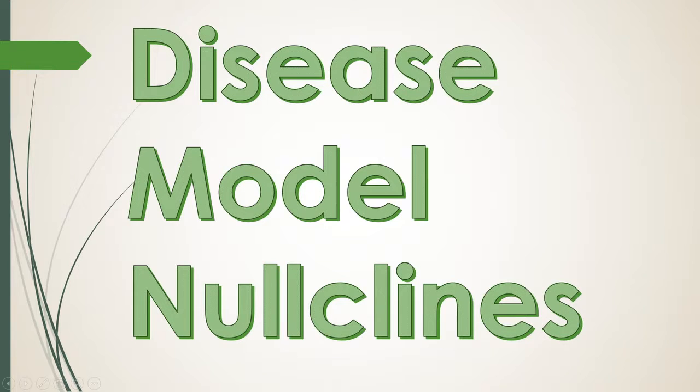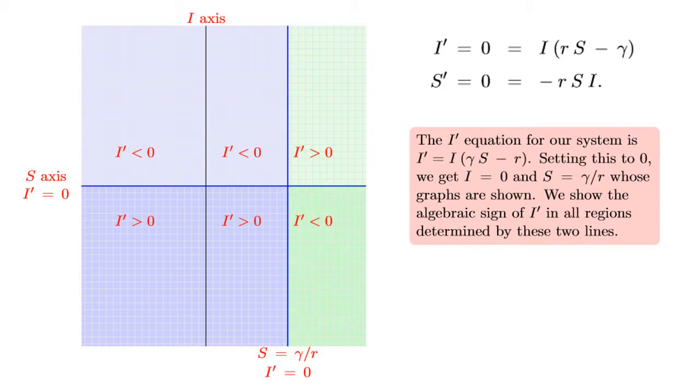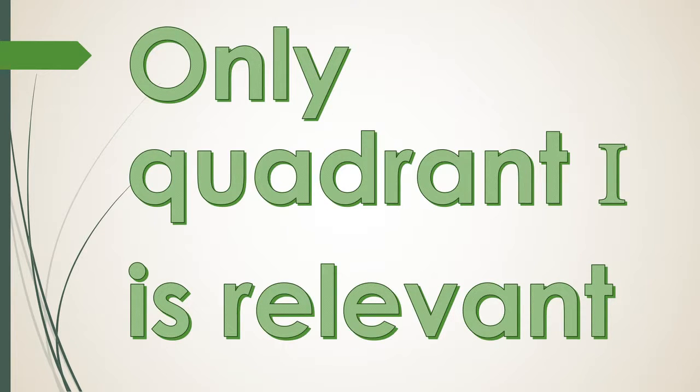Disease model nullclines. When we set I prime and S prime to 0, we obtain the usual nullcline equations. We see I prime equals 0 when I equals 0, or when S equals gamma divided by r. This nullcline divides the I-S plane into the regions shown on the graph. The equation for our system is I prime equals I multiplied by (r S minus gamma). Setting this to 0, we get I equals 0 and S equals gamma divided by r, whose graphs are shown. We show the algebraic sign of I prime in all regions determined by these 2 lines. Only quadrant I is relevant.